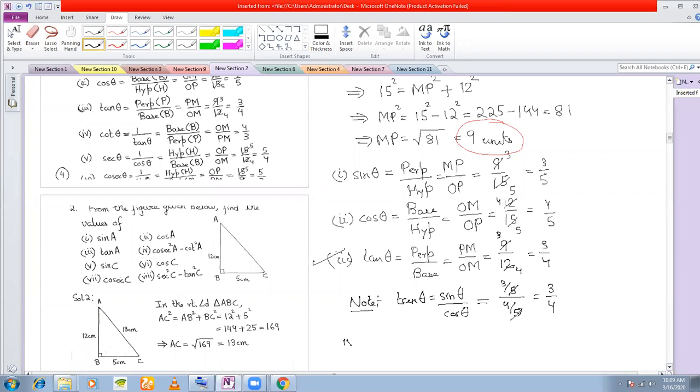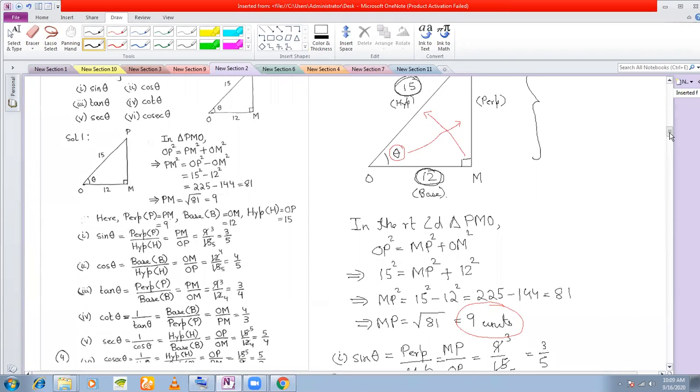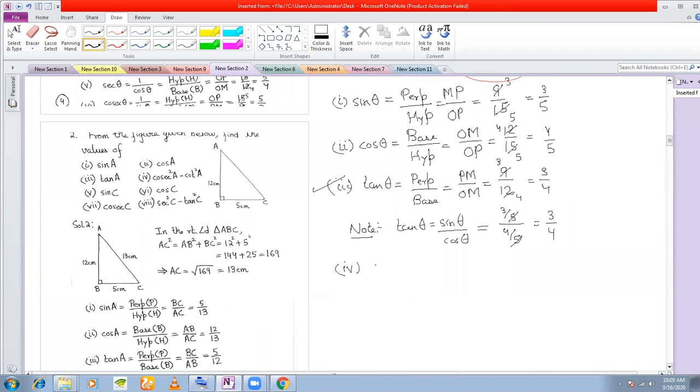Okay. And the fourth ratio that we had to calculate according to this question is cot theta. We know the reciprocal relation that cot theta is the reciprocal of tan. The value of tan is 3 by 4, so put 3 by 4, and this clearly becomes 4 by 3. So for cot theta, I don't have to know which one is perpendicular and which one is my base. I can simply use cot theta is equal to 1 by tan theta.